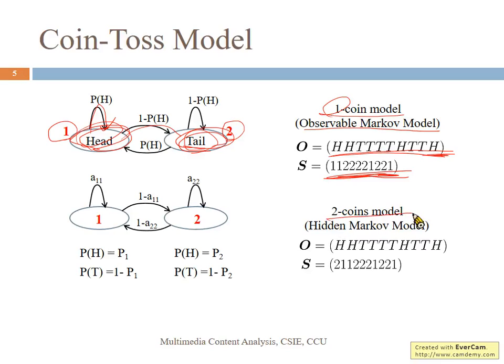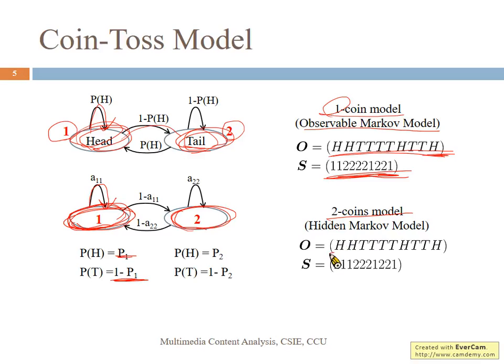If there are two coins, then we can build a model like this. The first state means that the first coin is selected. The second state means that the second coin is selected. Okay, and the probability of selecting the first coin and then selecting the first coin again is A11. The probability of selecting coin number 1 and then selecting coin number 2 is 1 minus A11. And when we select the first coin, the probability of head is P1. The probability of tail is 1 minus P1, and so on.